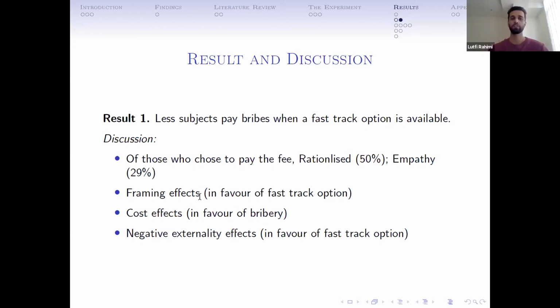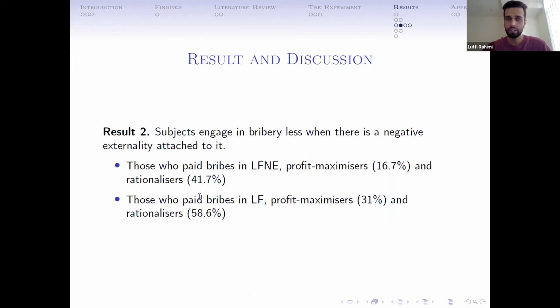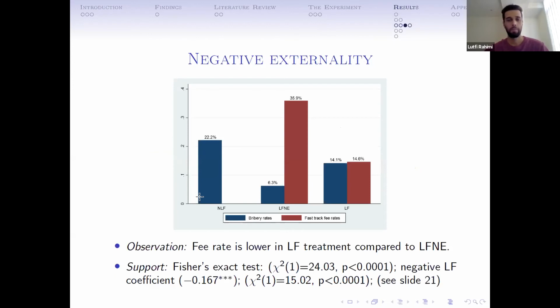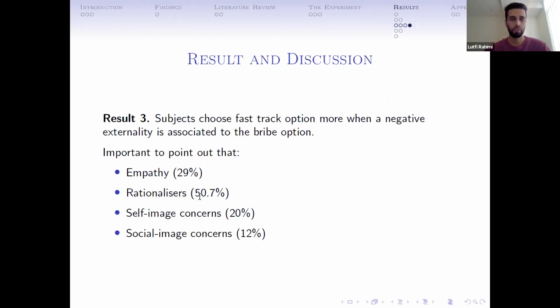Sure. I'm going to skip the discussions and move on to the results. For the negative externality result, we find that subjects engage in bribery less when there is a negative externality attached to their decisions or to the transaction. This was hypothesized as well, and we registered most of our hypotheses before doing the experiment. Secondly, the third hypothesis: subjects choose the fast track option more when a negative externality is associated with bribes. We also find treatment effects for that. And that is the main findings of the paper.